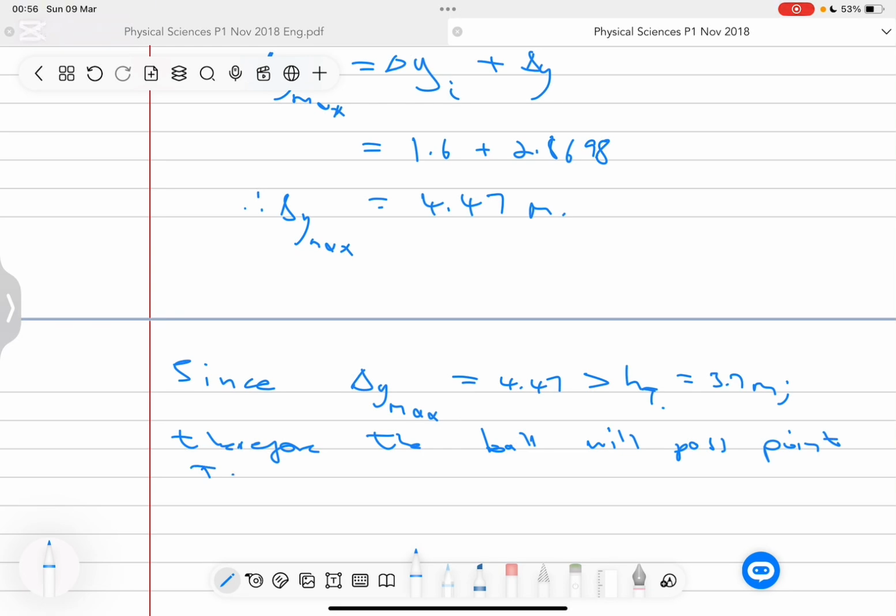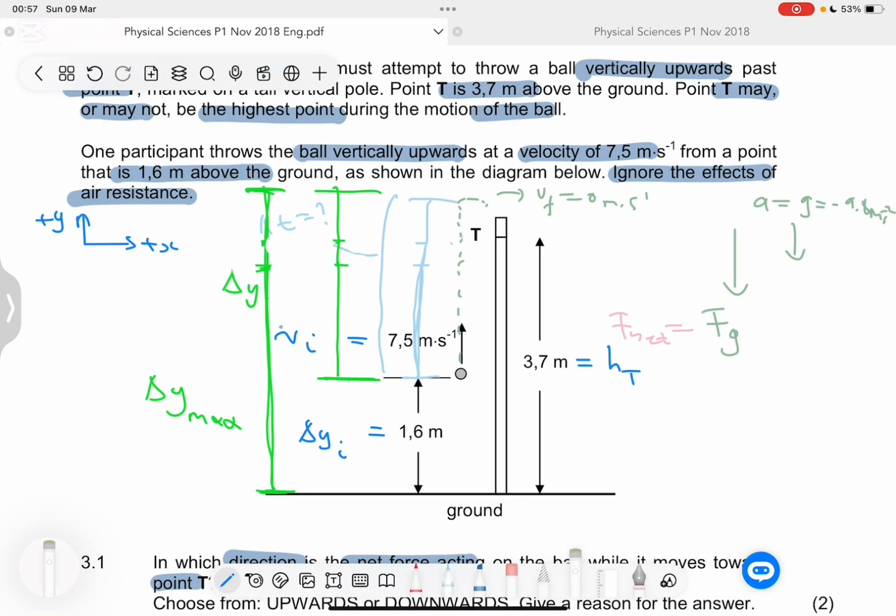So the other 2 marks actually come from writing this statement. They will give you a mark for saying that our maximum height is bigger than the mark t, and because it's bigger than that, it can therefore be concluded that the ball passes that point. So that's where the other 2 marks come from, and you get your total of 6 marks.